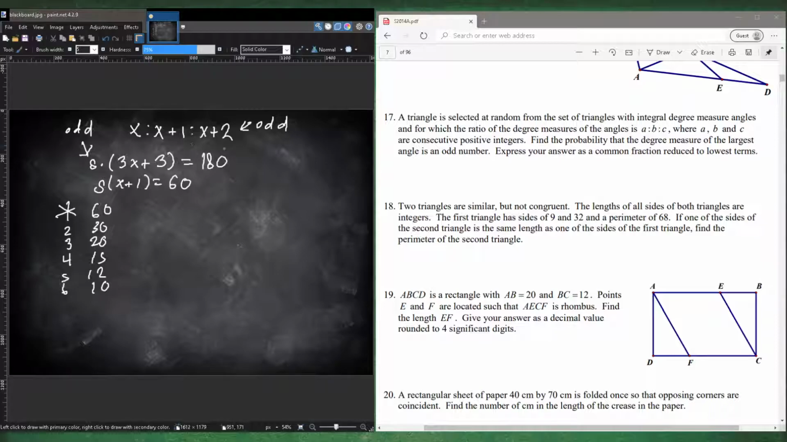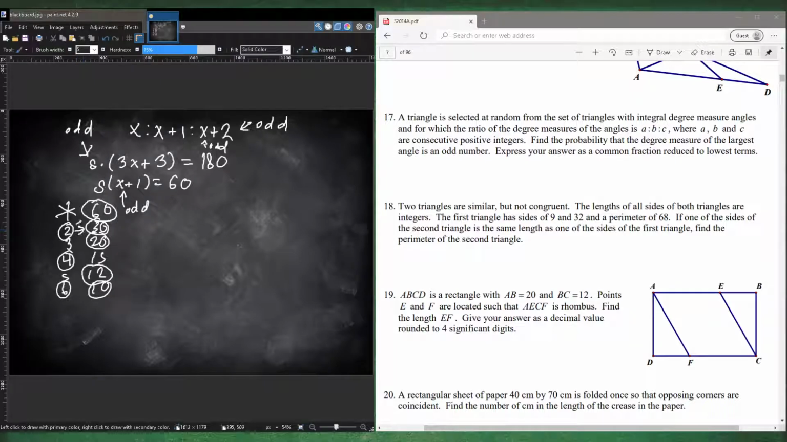So basically, if x plus 2 has to be odd, that means x has to be odd. So if x is odd, x plus 1 has to be even. So we have to look for evens. So that's a 2, a 4, a 6, a 10, a 12, a 20, a 30, and a 60. But remember, we need to look for when our scaling factor is odd. So our scaling factor is the opposite number. So we have 2 and 30.